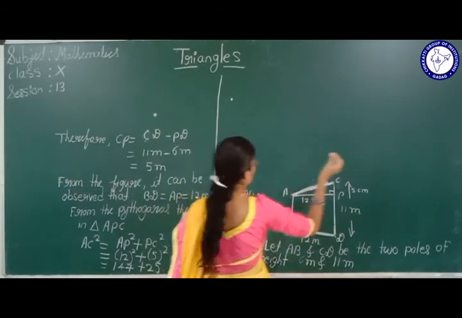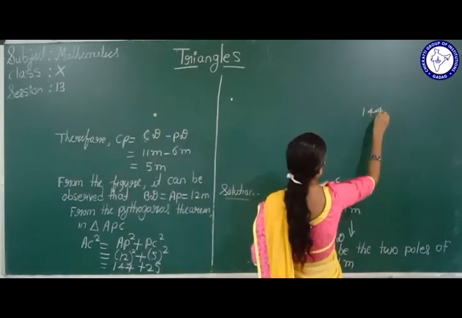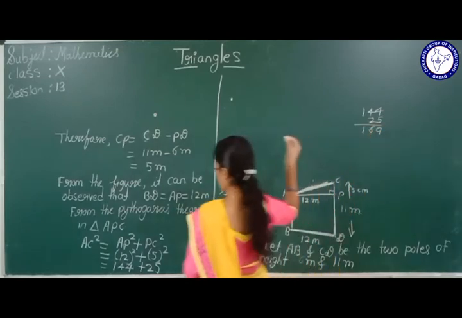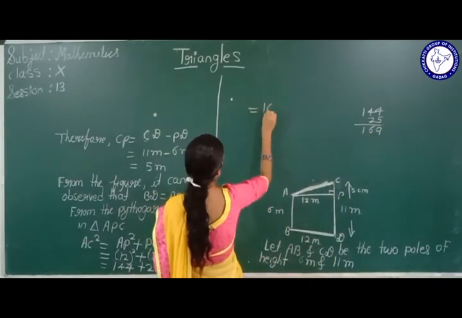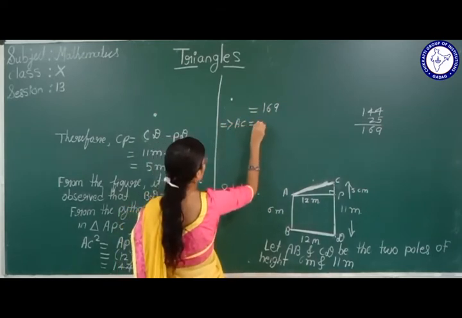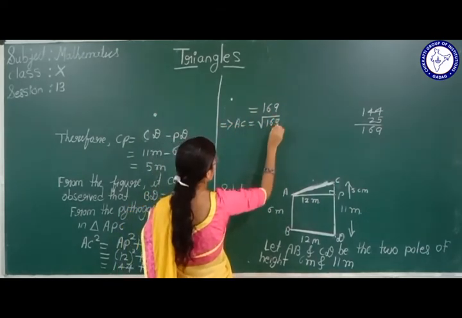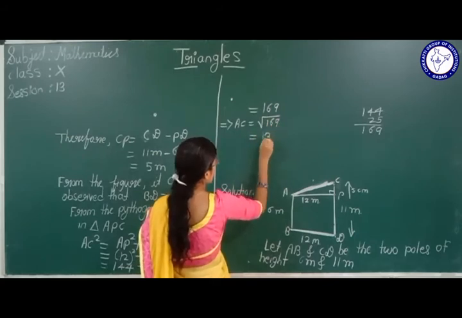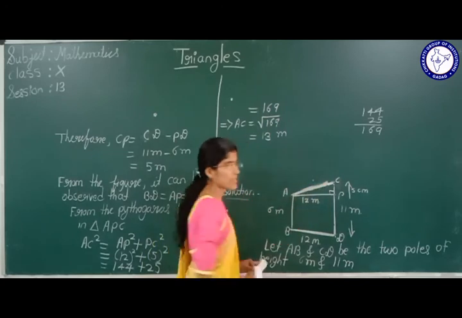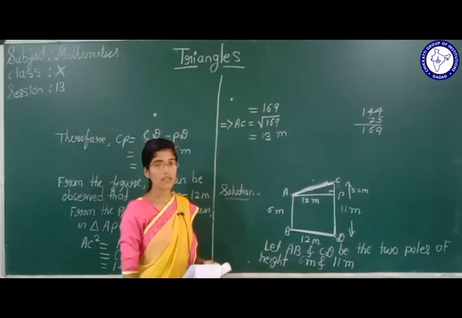144 plus 25. What is 144 plus 25? 169. So this implies AC is equal to square root of 169. What is square root of 169? 13. Therefore, the length of AC is 13 meter.